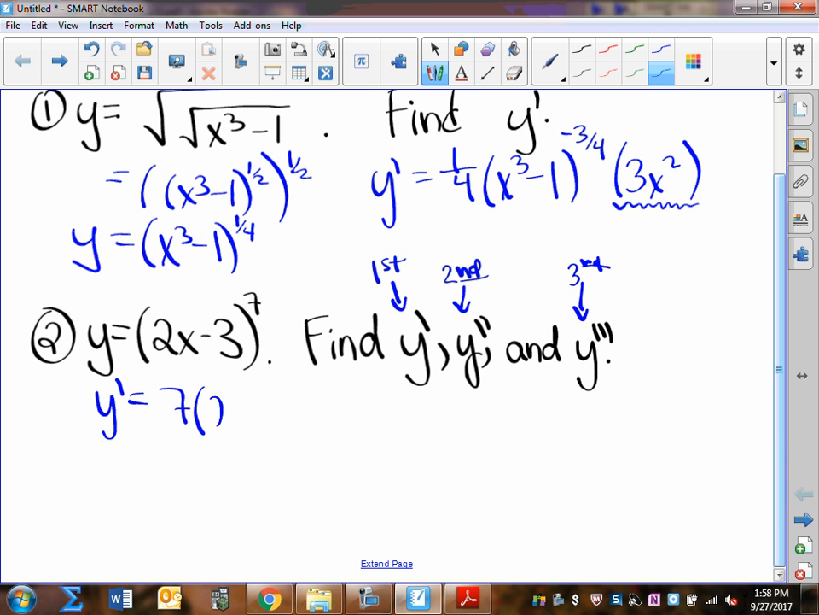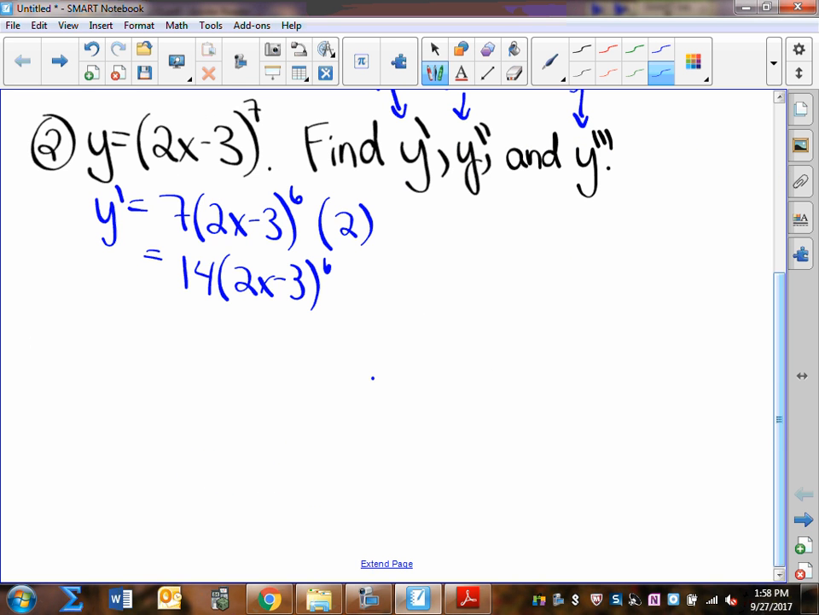7. Good, inside stays the same. The 6. That's 2. Let's go ahead and simplify that. It's going to be easier to find later derivatives. Higher order derivatives is what we call them. If we go ahead and simplify, 3 raised to the 6th. Alright, so that was my y prime. So that's 1 of x.